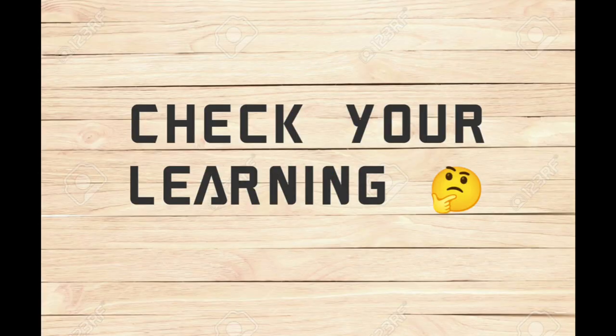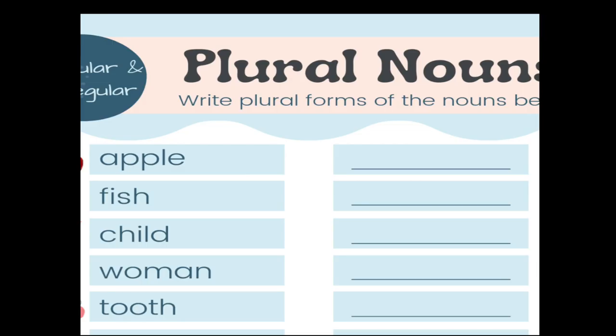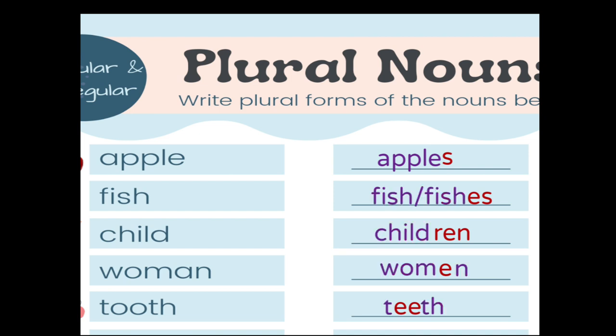So now it's time to check your learning. Okay, let's start. I have provided here one worksheet. Try to solve it yourself. Okay, I hope you were able to solve it. Let's discuss it. So, apple will become apples. S will be added. Plural of fish will be either fish or fishes. If you are considering different species of fish, then fishes will be considered. Child, children. Woman, women. And tooth, teeth.